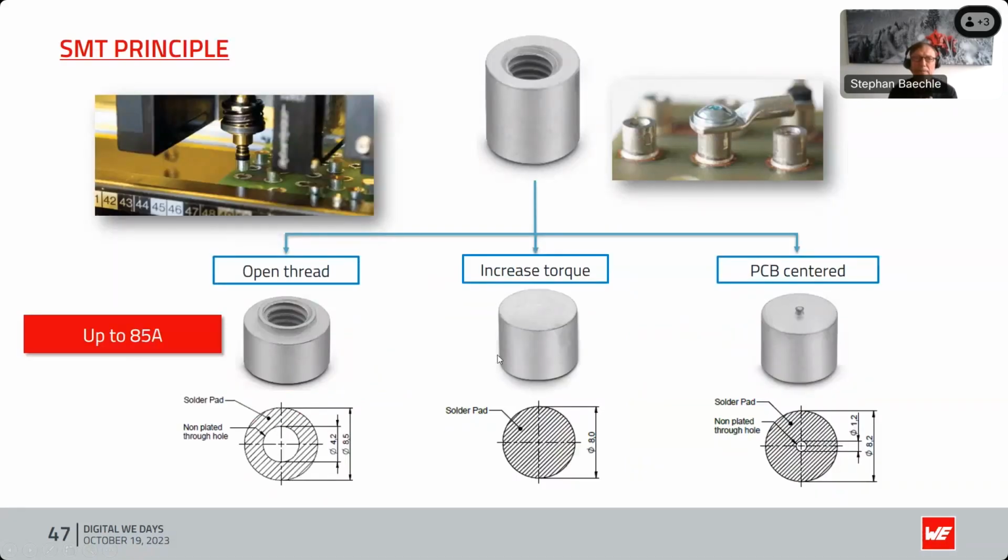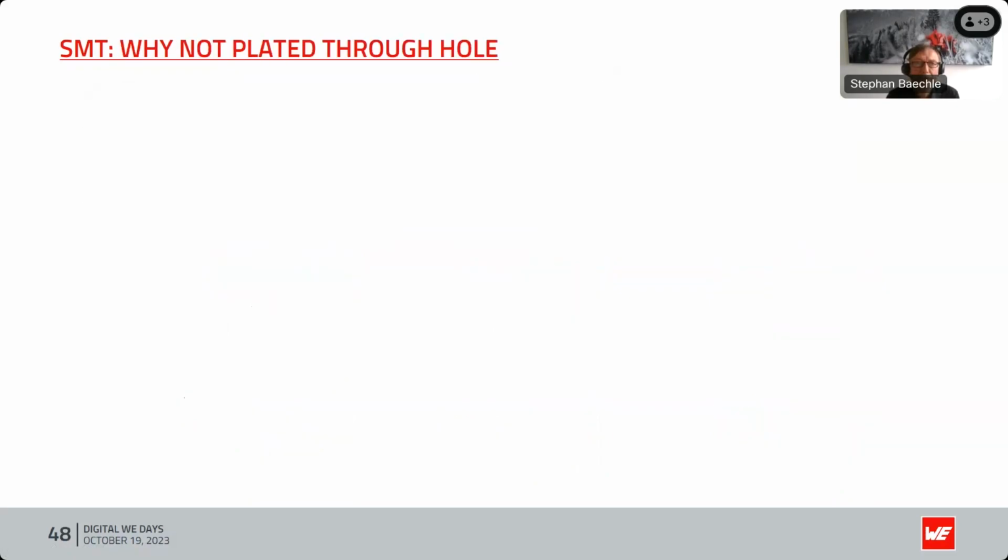We have also SMT components, but be aware they are only suitable for current on the first layer of your PCB. There we have three different types: an open thread type, one to increase the torque. If you need a high torque, you can use the flat one, or if you need a centering on the PCB, one with a center pin.